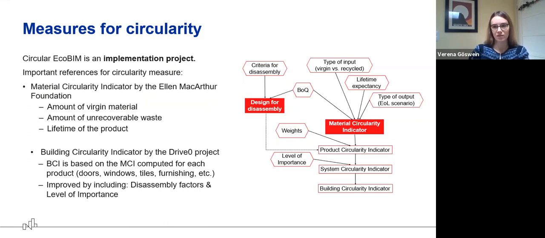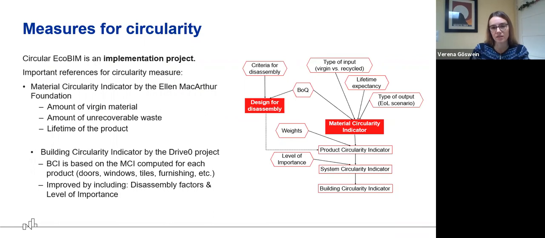If you talk about circularity or circular construction, obviously it's very important how to measure circularity. The Circular EcoBIM project is an implementation project, so we want to use what other very intelligent people have done on that topic and implement it, show the strengths and weaknesses, and try to improve it and make it more practical. Important references for measuring circularity are the Ellen MacArthur Foundation, which you probably all heard about. They developed the material circularity indicator that considers the amount of virgin material, the amount of unrecoverable waste, and the lifetime of the product. Another very interesting reference is the so-called building circularity indicator that was developed by an H2020 funded project called Drive Zero. Here they use the material circularity indicator and scaled it up by including disassembly factors and the level of importance of the different elements within the building.